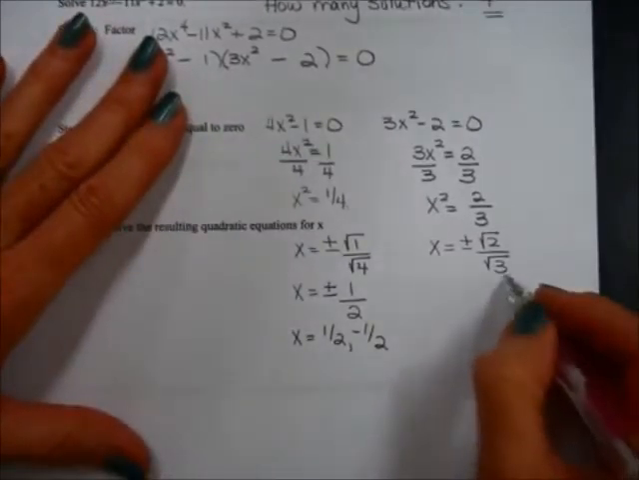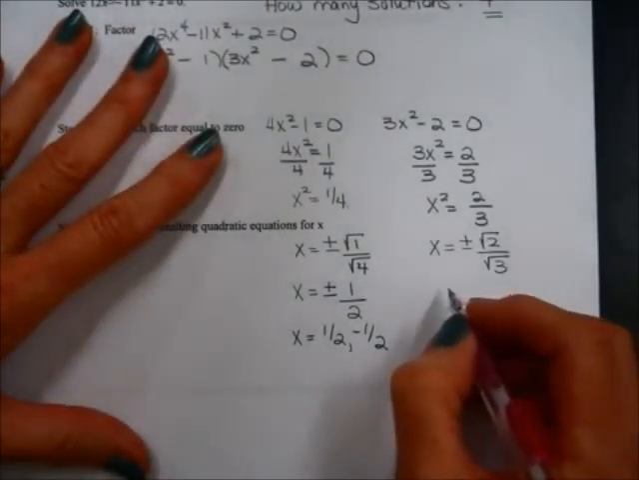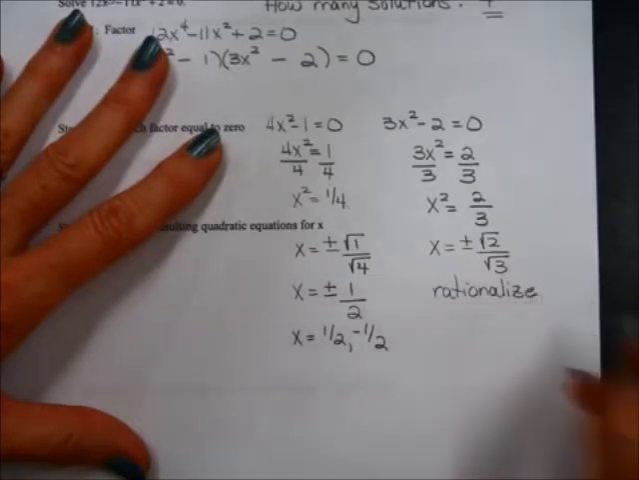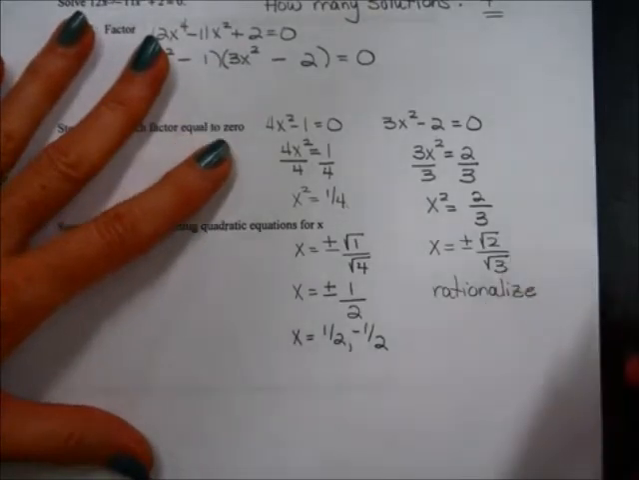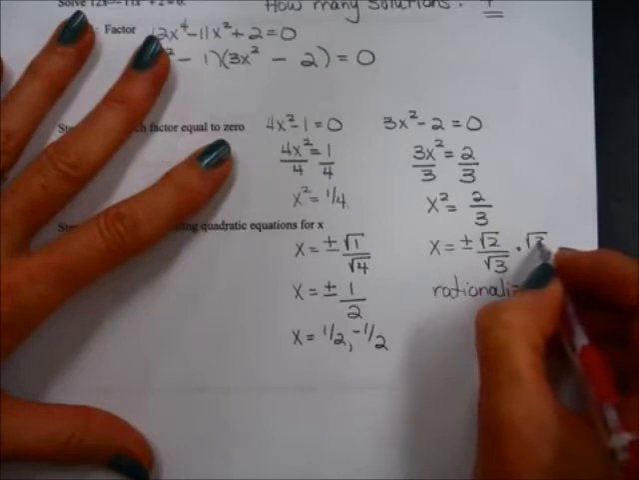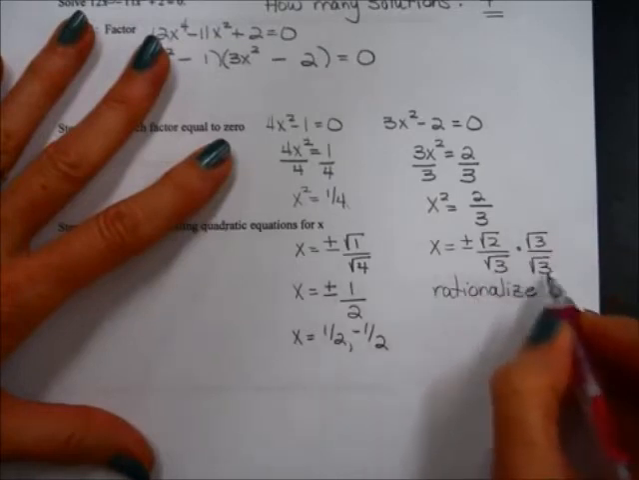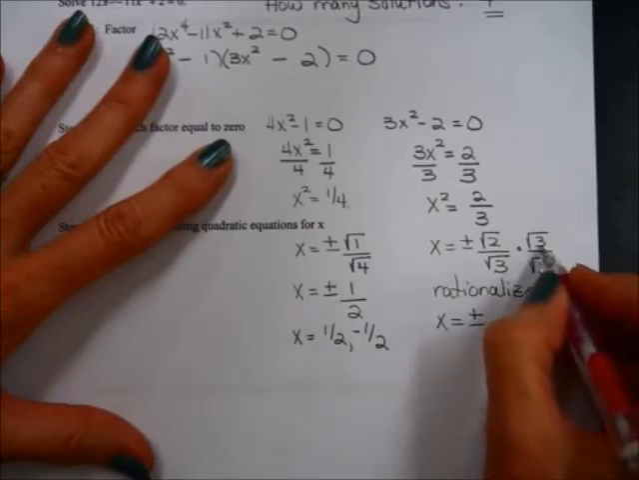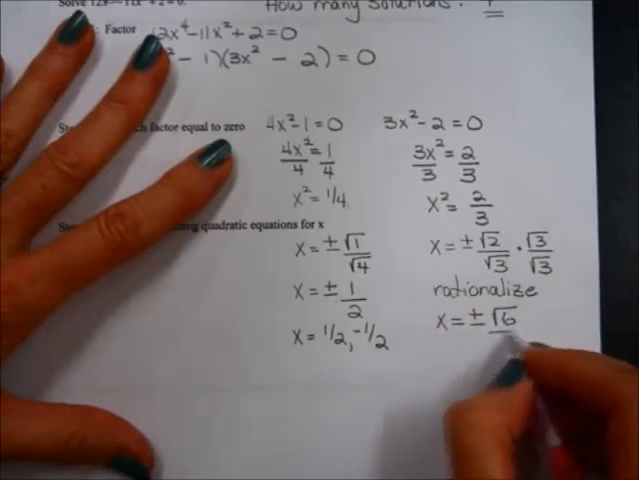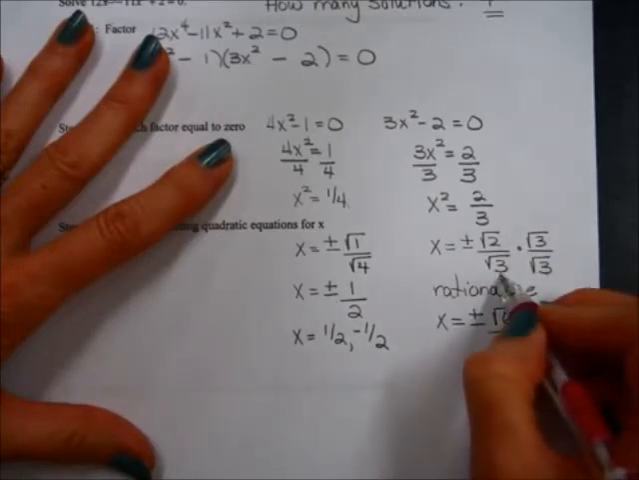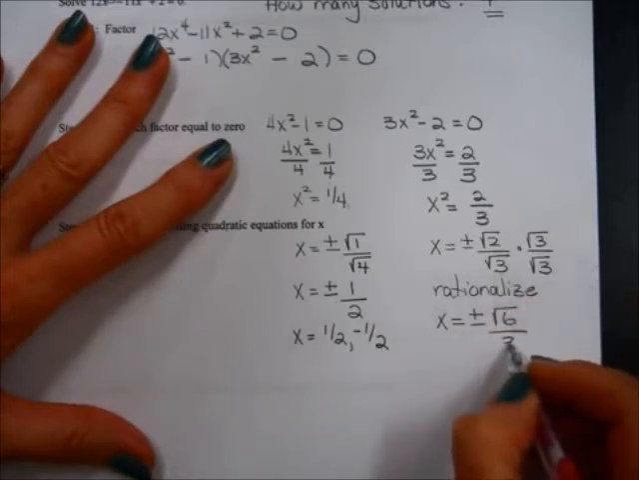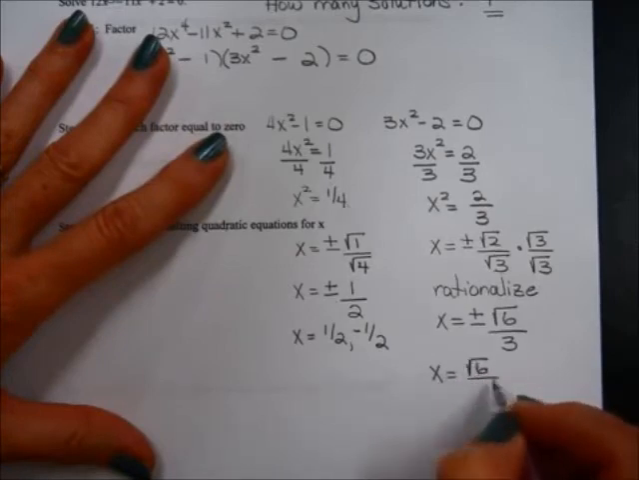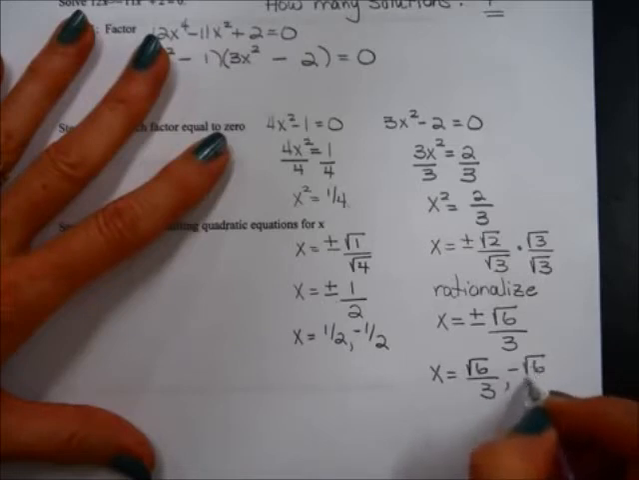Now remember, you cannot leave a radical in the denominator, so you have to rationalize your denominator. And you do that by multiplying the top and the bottom by the square root of 3. So we're going to multiply the top and bottom of this equation by square root of 3 so we can get rid of the radicals. So x is plus or minus the square root of 3 times the square root of 2 is the square root of 6. The square root of 3 times the square root of 3 is the square root of 9, which is 3. And here are 2 other answers. Positive square root of 6 over 3 and negative square root of 6 over 3.